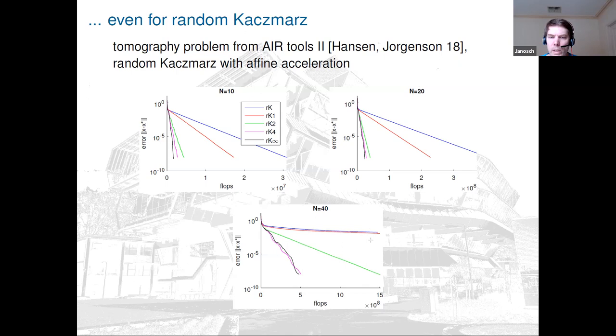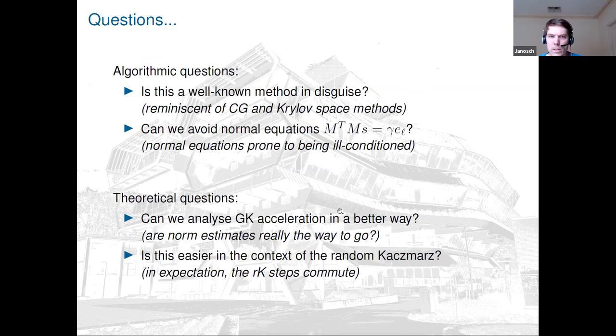Okay, so I close with questions. There are algorithmic questions. The first one is: is that something well known in disguise? Because there are obvious connections with CG and Krylov space methods, but I've looked at it and I didn't see it. And of course similar ideas are everywhere.